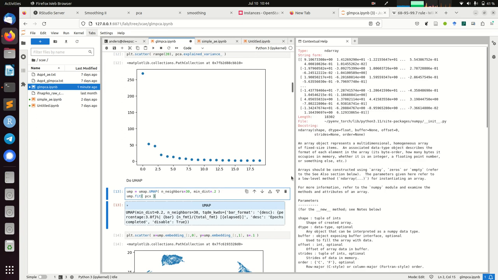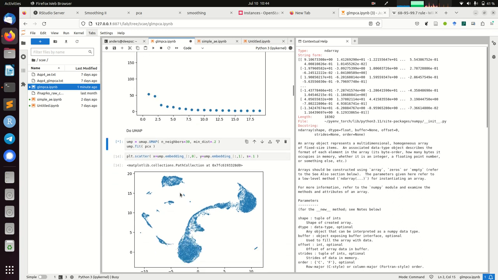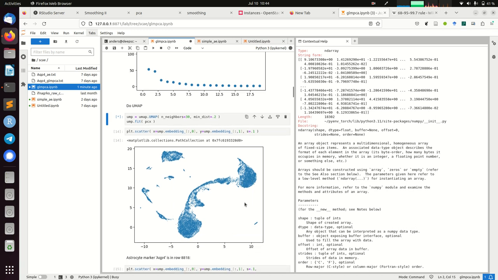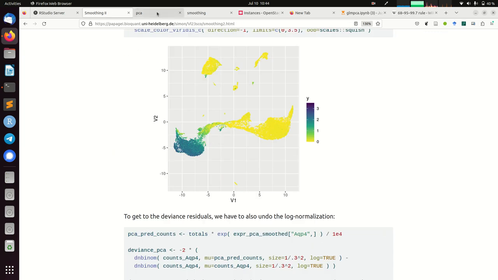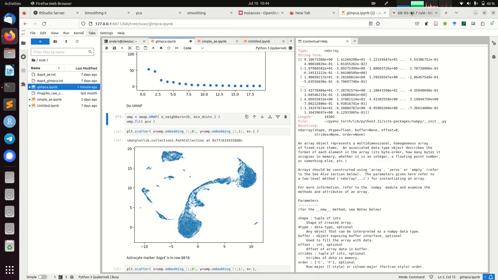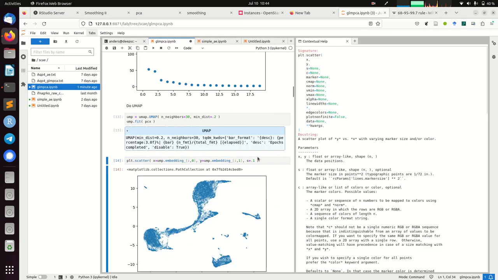I can also calculate a UMAP. It works the same as in R. I say neighbors and min_dist are nearly the same. You have to do this two-step thing where you first make the UMAP function, then call fit on it. Takes a minute or so, and once it does, it gives me this UMAP plot, which looks the same as our UMAP plot that we had here. Only, as always in UMAP, things rotate a bit every time you look at them. And here we have now this.